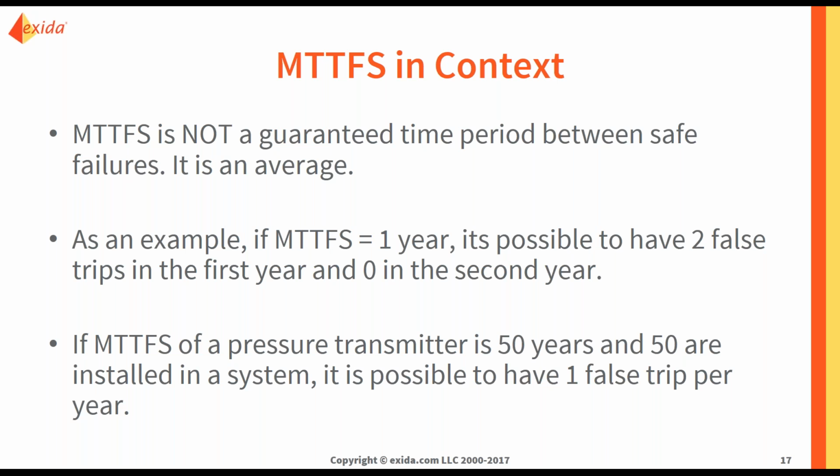Likewise, if the MTTFS of a pressure transmitter, let's say, is 50 years, and you have 50 pressure transmitters of that kind in your system, it is possible to have one false trip per year. So again, this is an average, it's not a guarantee, but it remains a useful metric that many strive to maximize in order to increase uptime in their system.